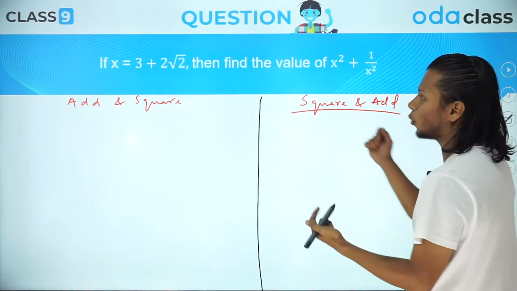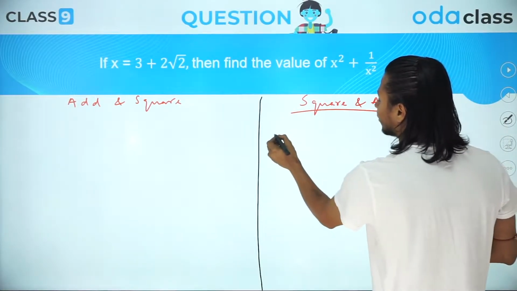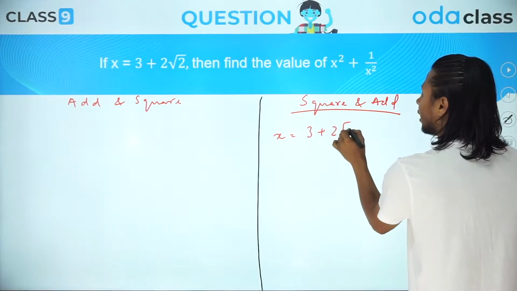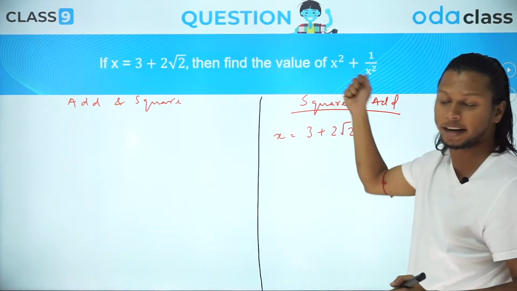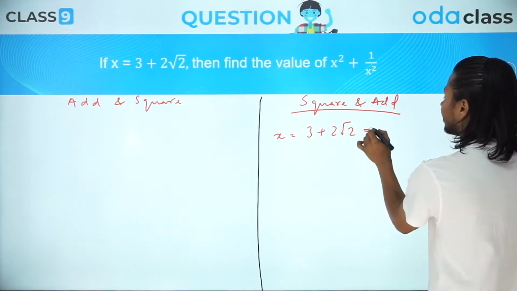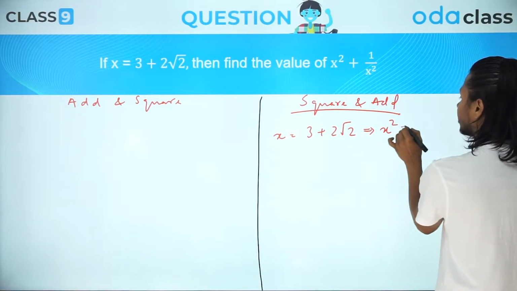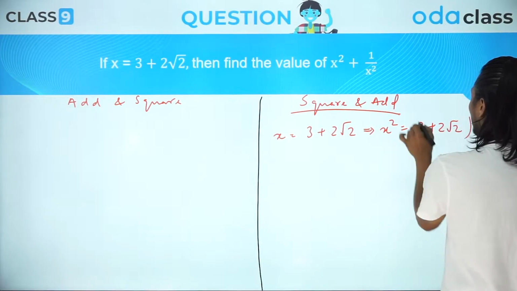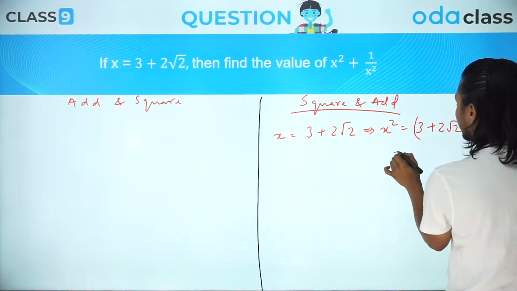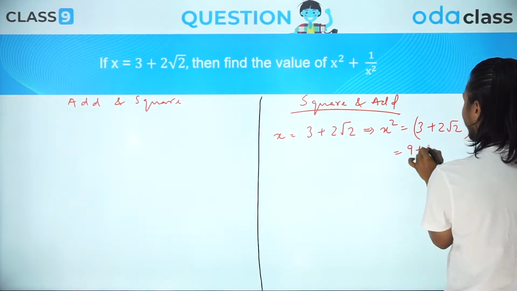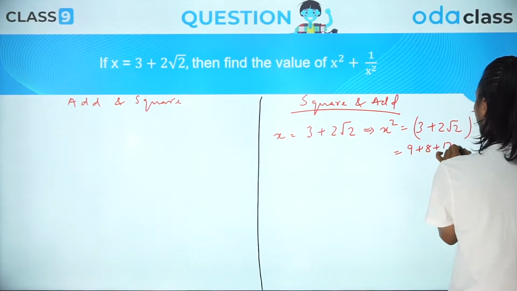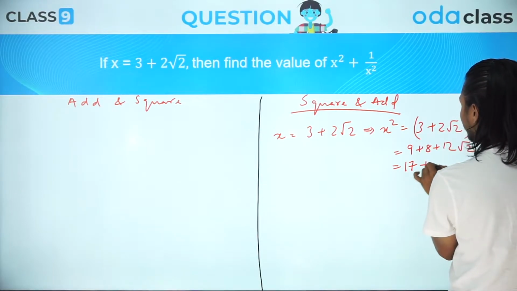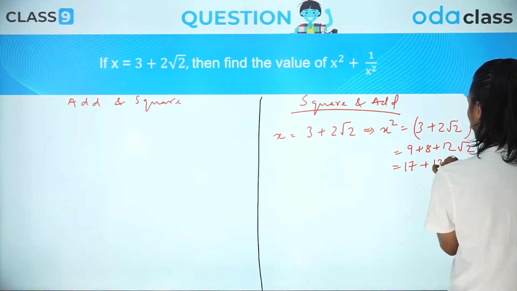What do I mean by square and add? So obviously x is given to us, 3 plus 2 root 2. And the question demands for x squared. So we're going to find x squared. So what is x squared, kids? This is nothing but 3 plus 2 root 2 whole square, which is equal to 9 plus 8 plus 12 root 2. Or I can write it as 17 plus 12 root 2.